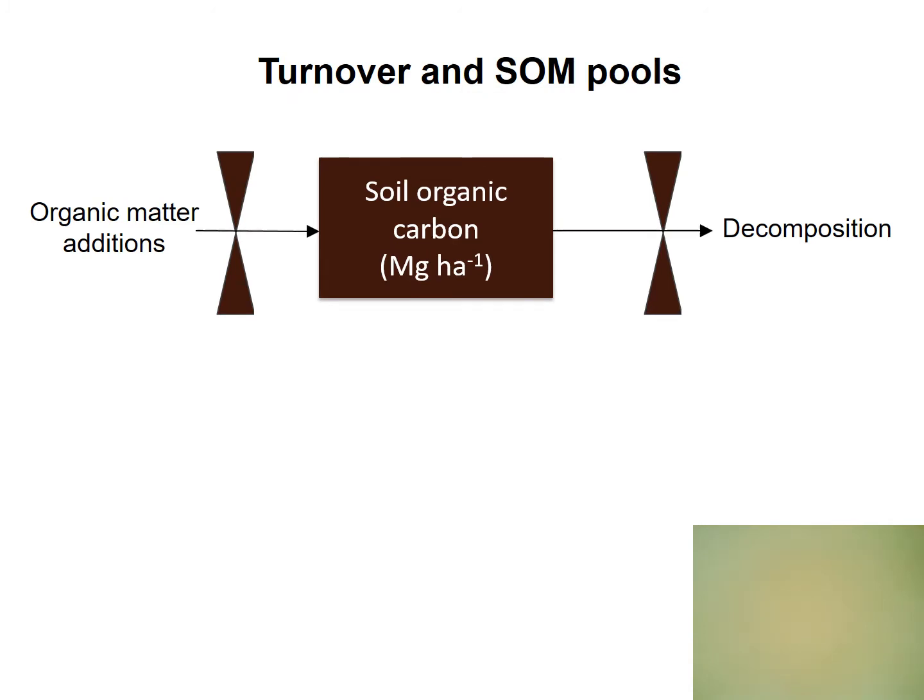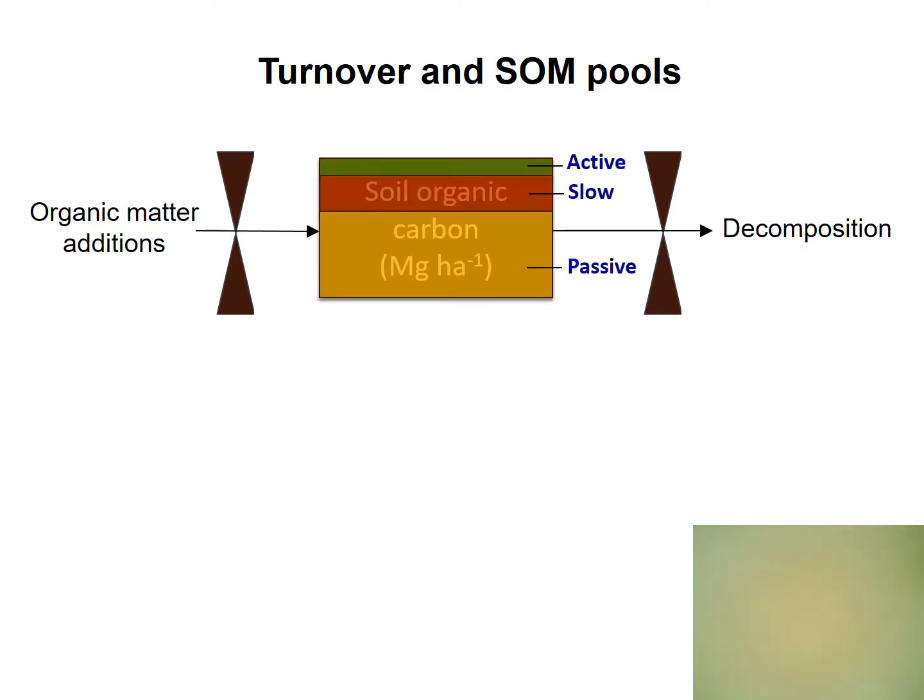Okay, so I simplified this again, suggesting that there's just this one pool, but unfortunately nothing's quite that simple. We really need to think about the different components of the soil organic matter: that there's an active component, a slow cycling component, and then a very passive component. If we understand these, we can understand a little better and manage better for those nutrient provision services that we want from it, or the other benefits. And these different pools have different effects.